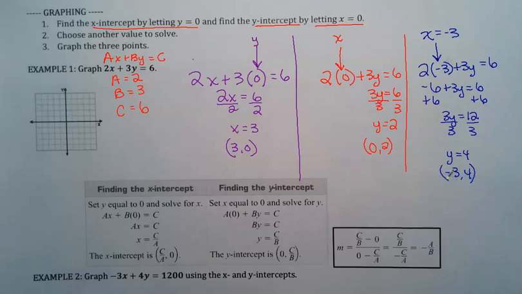And then I'm ready to graph them. So 3, 0: 1, 2, 3. 0, 2. And negative 3, 4: 1, 2, 3, and 4.